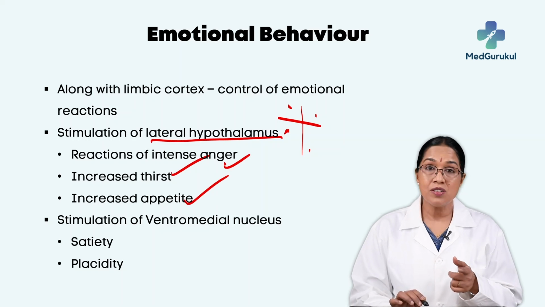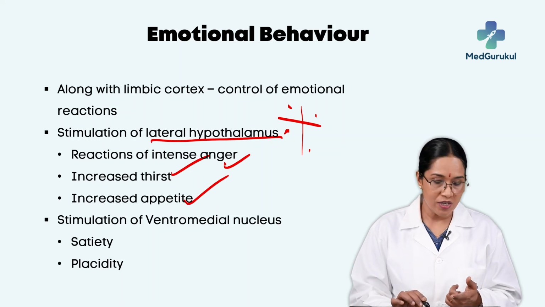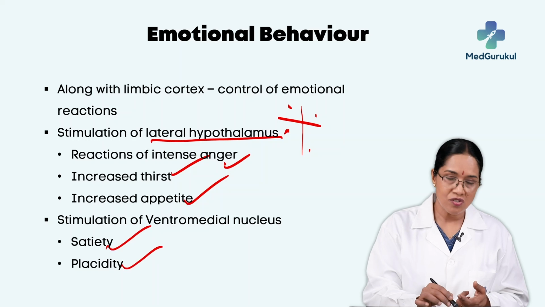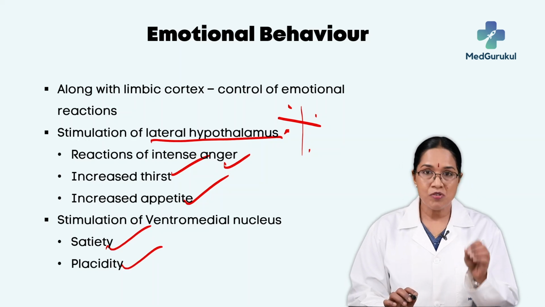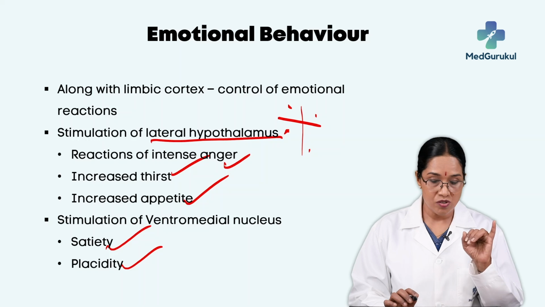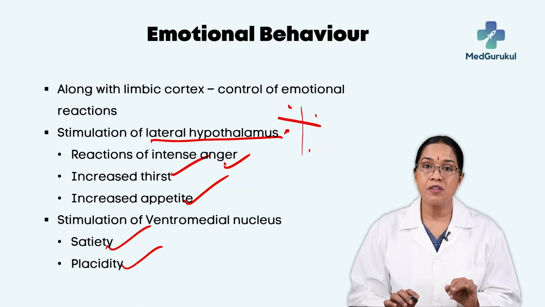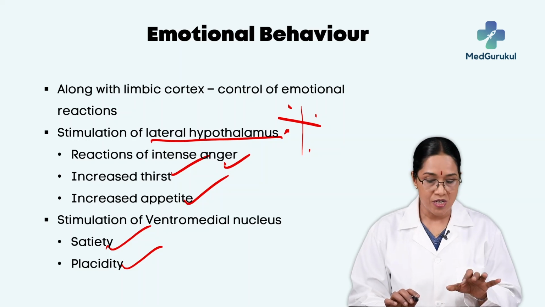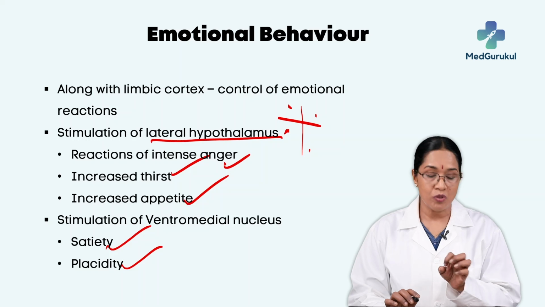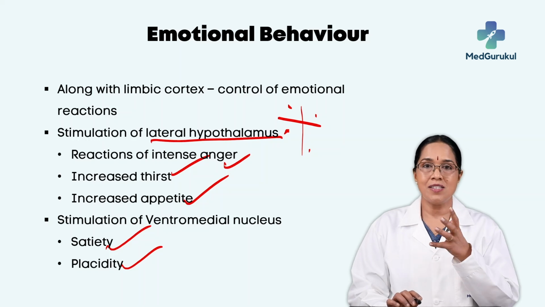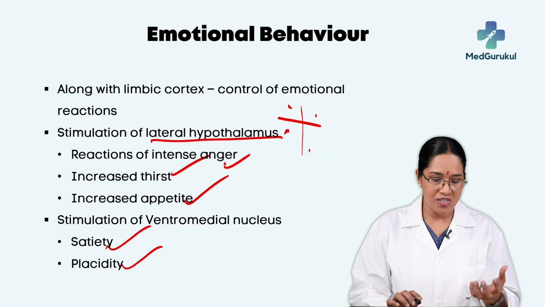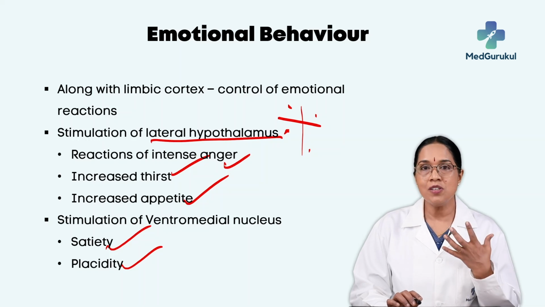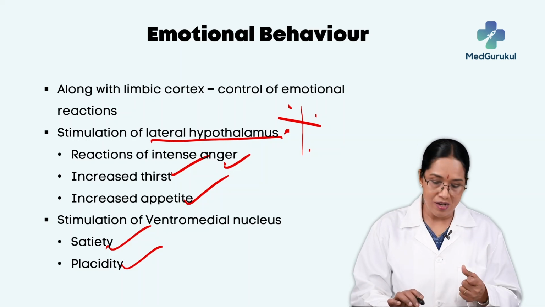Look at when there is stimulation of the ventromedial nucleus of the hypothalamus: satiety is there, and placidity. All this shows that the lateral hypothalamus, along with the limbic system, is controlling anger. It is a center for thirst, and a center for appetite. When the ventromedial nucleus of the hypothalamus was stimulated, where the satiety center is present, isn't it? The experimental animal showed the feeling of satiety and placidity.